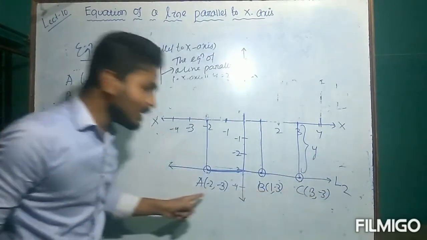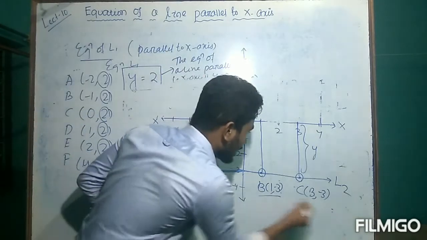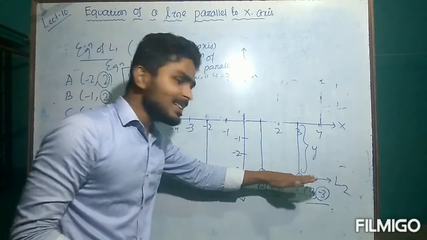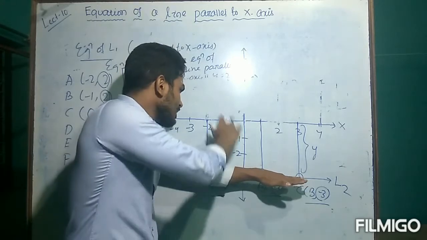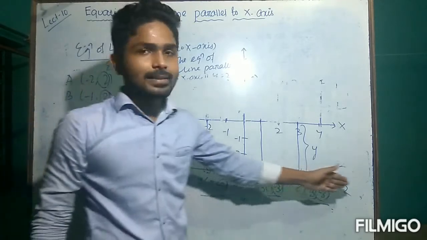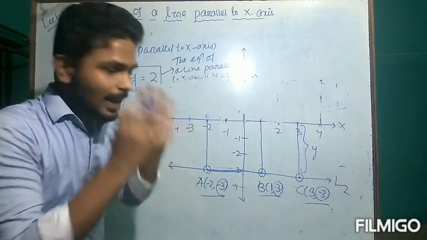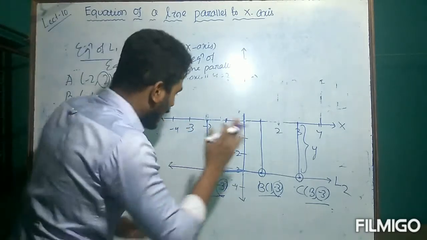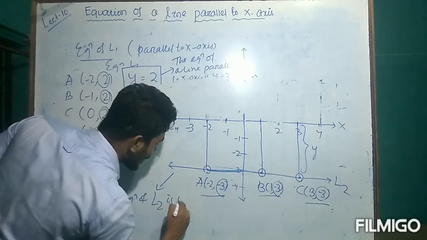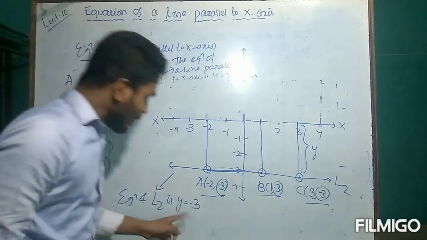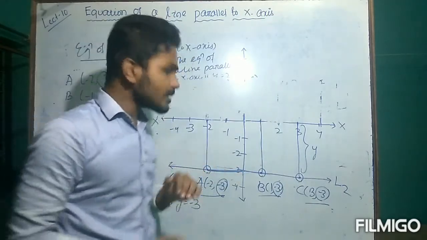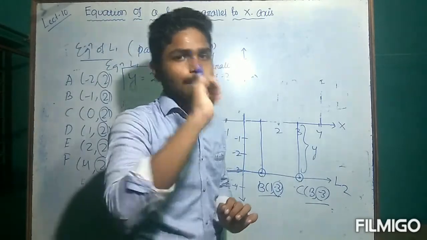Here also you see similar things: for all the points, the y coordinate is fixed. Why is the y coordinate fixed? Because this line lies at a fixed distance from the x-axis. Why? Because it is a parallel line. That is why for all these points you get the y coordinate to be fixed, and that is -3. Hence, the equation of L2 is y is equal to -3. Why y is equal to minus 3? Because this line is parallel to the x-axis as well as it cuts the y-axis at the point -3.